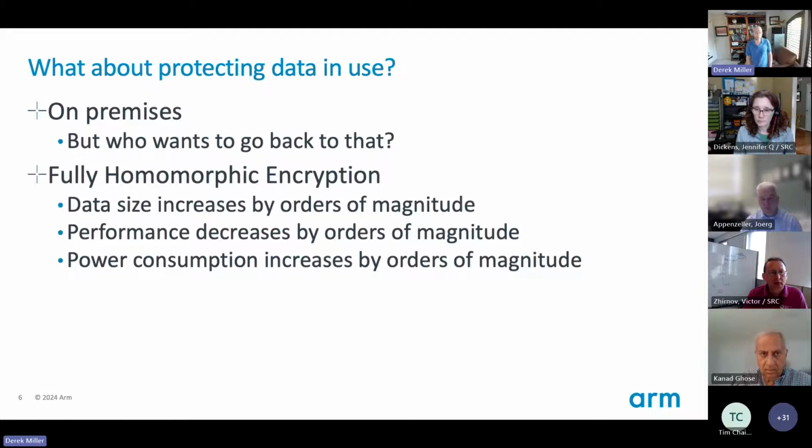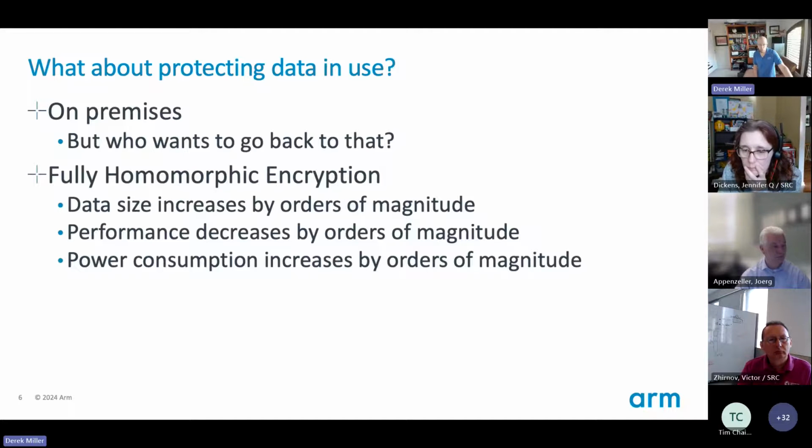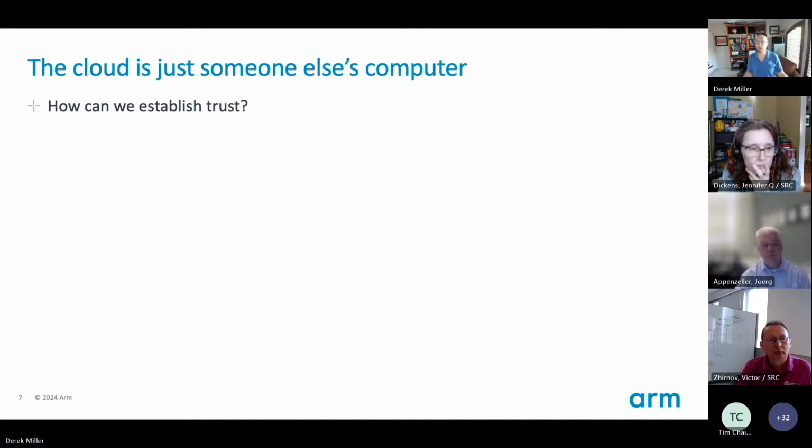But I believe that the more practical approach to what we're doing is confidential computing because of the better scaling and the better power consumption and performance that you're going to get from it. And also, you can do confidential computing now. So how do we establish the trust in someone else's computer when we're not operating on encrypted data on the system?